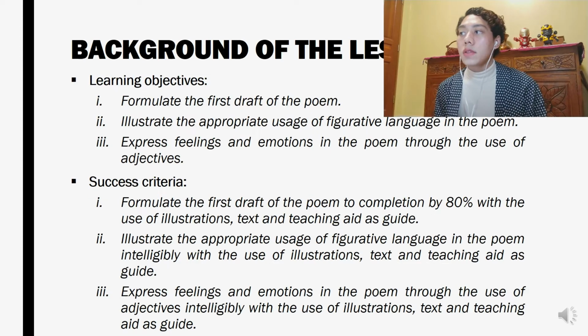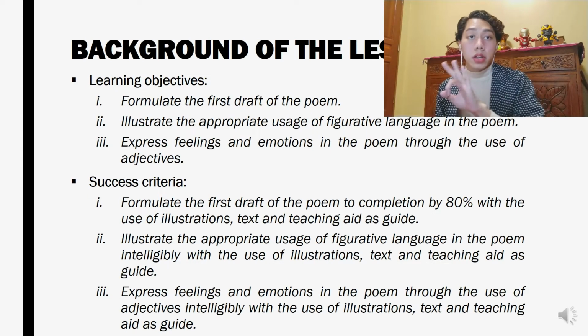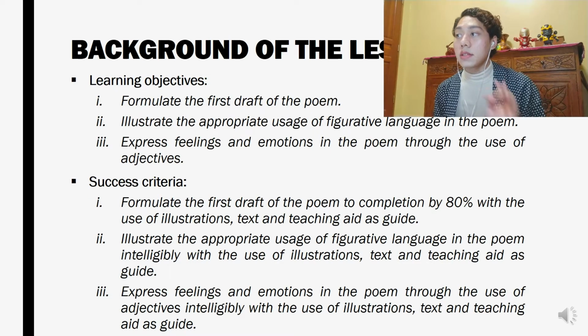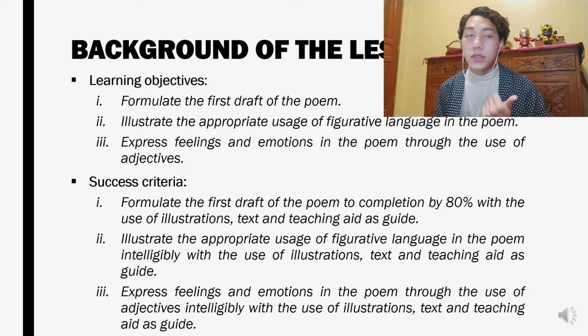So there are three learning objectives for this lesson. The first one is to formulate the first draft of the poem, illustrate the appropriate usage of figurative language in the poem, and express feelings and emotions in the poem through the use of adjectives.